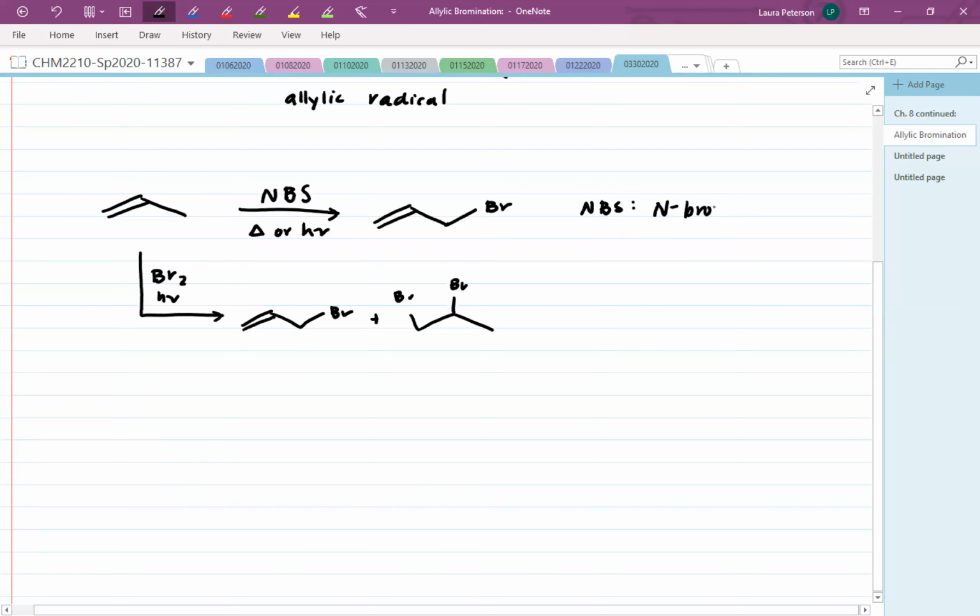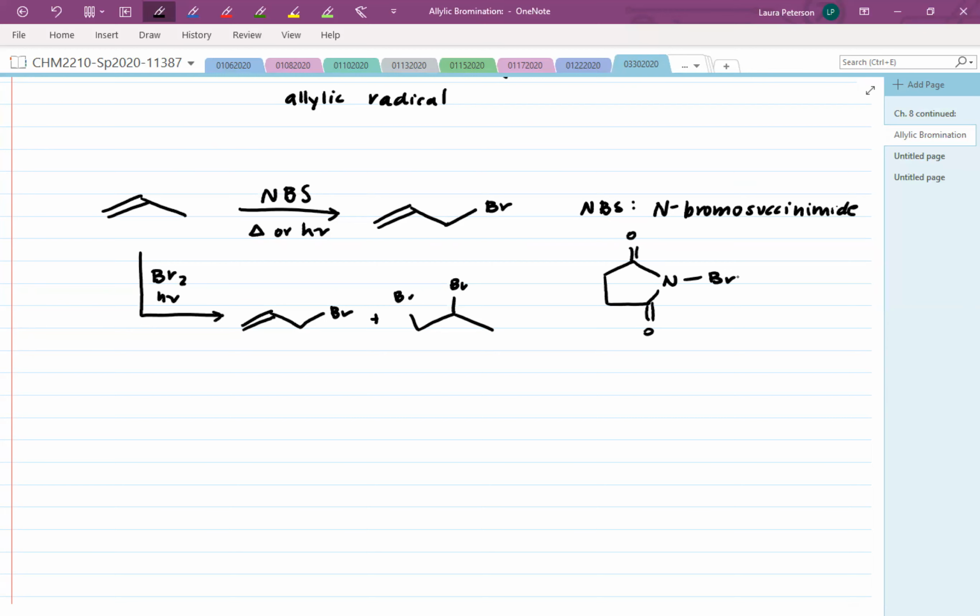So what does that look like? It's this structure. That's N-bromosuccinimide. Okay, so that nitrogen-bromine bond, I don't have its specific BDE here in my notes, but it's the bond that we can homolytically cleave in the presence of heat or light, and so it allows us to initiate the free radical reaction. And one random nomenclature thing is, where did that term come from?